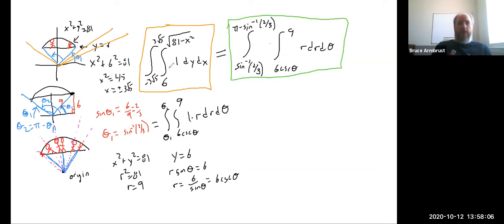This is one where maybe we just wanted to leave well enough alone and do it in rectangular. Because this region doesn't really lend itself to nice bounds, right? You look at these bounds, those are not really all that super. So that's just one of those things.